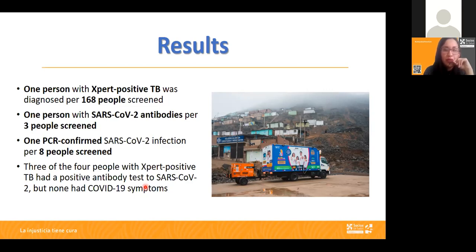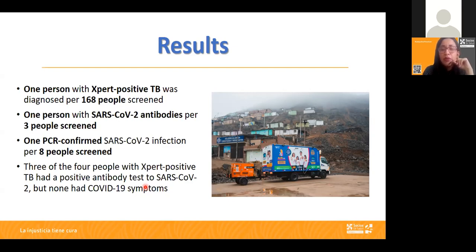Also, in the case of antibodies, since the load was high, we needed to carry out 3 tests to find one person with COVID through the SARS-CoV-2 antibodies. And in the case of PCR, 8 people were screened to find one person who was PCR positive for SARS-CoV-2 infection. Out of these 4 people, she corrects herself, who were diagnosed with TB, 3 of them were positive for COVID antibodies, and they didn't show any symptoms. So perhaps these people just came to the healthcare facility for COVID, which is what we saw in each of the waves. And we were able to detect that they had TB as well.